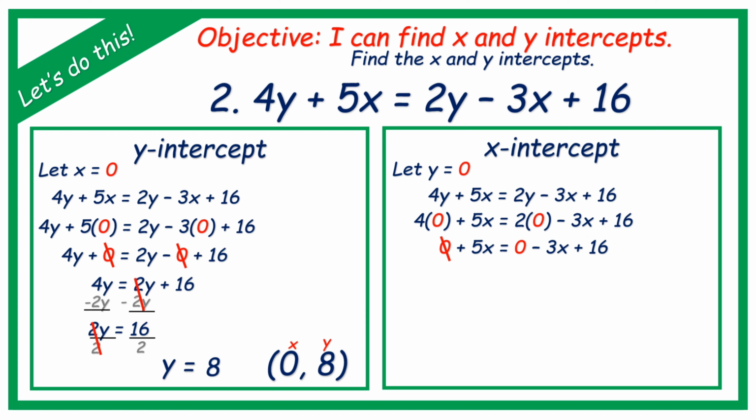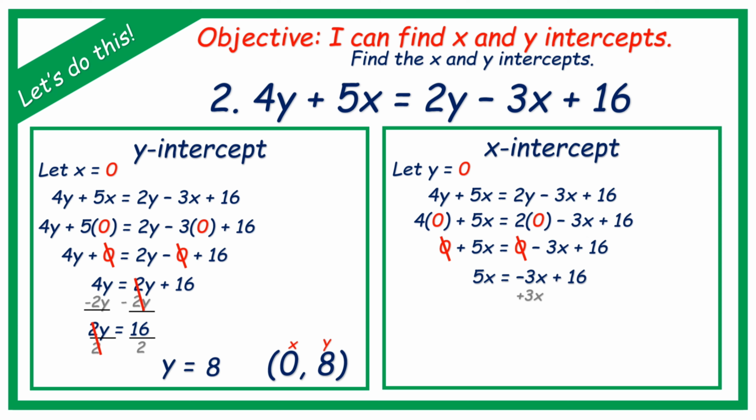Again, when you add or subtract 0, the answer is the same, whatever number it is. So we can just simply cross it out, cancel it out. Just like what we're doing here. So the next step we have 5x equals negative 3x plus 16. Okay, so we have 5x equals negative 3x plus 16.